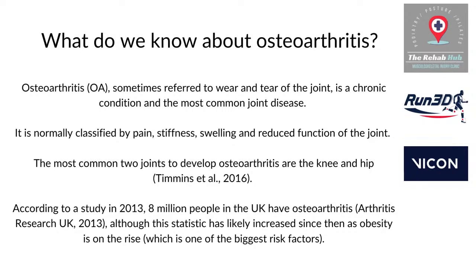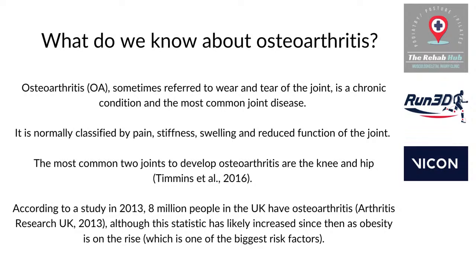So, sometimes you'll hear your doctor or healthcare professional describe arthritis as wear and tear of the joint. It's essentially a chronic condition and it is the most common joint disease that there is. It's usually classified by pain, stiffness, swelling, and reduced function of the joint. And the most common joints to be affected by osteoarthritis are the knee and the hip.